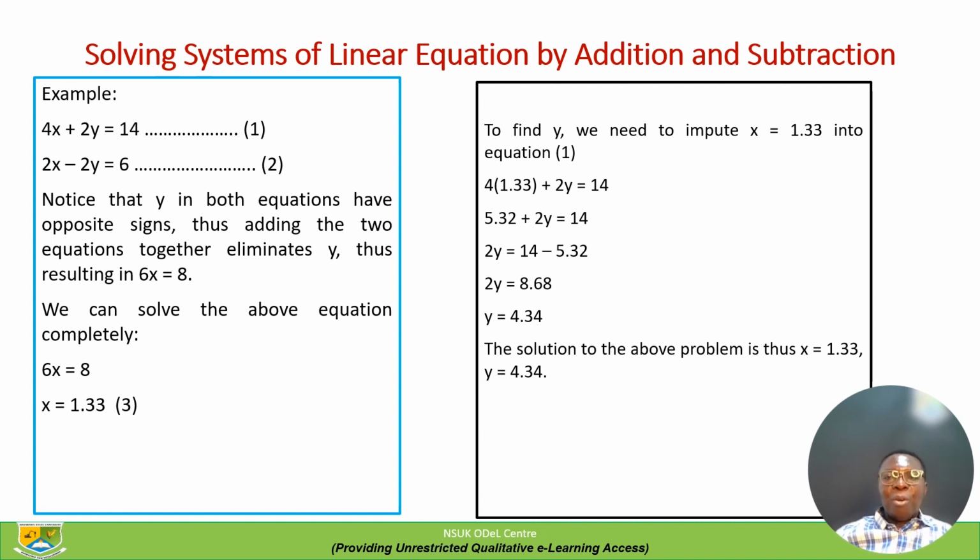So to find y, we need to input x equals 1.33 into equation 1. So if you check our equation 1, we have 4 times, since x is 1.33, we put it there in the bracket, 1.33 plus 2y equals 14. So when you say 4 times this, it will give you 5.32 plus 2y equals 14, and then if you collect the like terms, you will now have 2y equals 14 minus 5.32. So that will be 2y equals 8.68. So y equals 4.34.